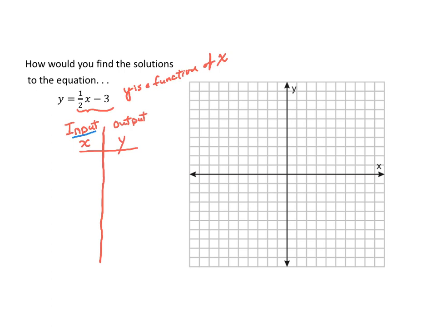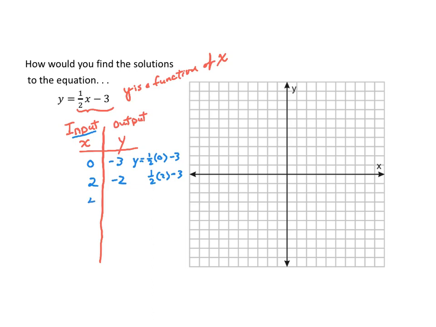So if we choose, let's say 0, then to find the y, we would take 1/2 times 0 minus 3, because we put 0 in place of the x. 1/2 times 0 is 0. 0 minus 3 is negative 3. Okay. Choose the next x value. I don't want to choose 1. I want to choose 2. So if I choose 2, then I have 1/2 times 2 minus 3. 1/2 times 2 is 1. 1 minus 3 is negative 2.